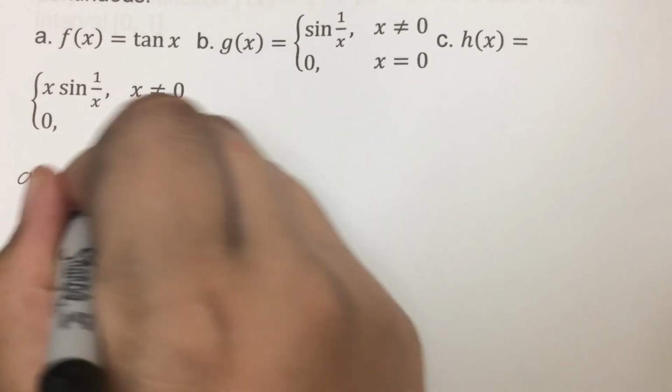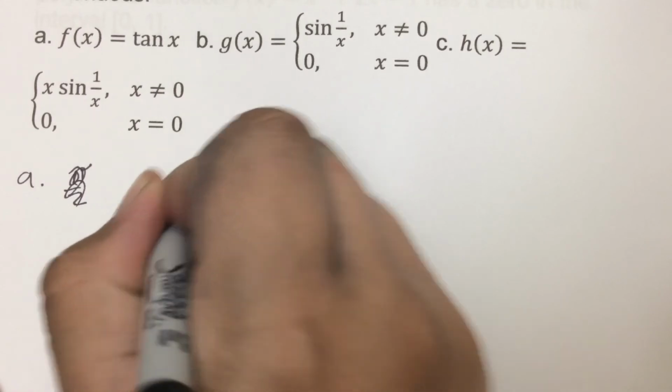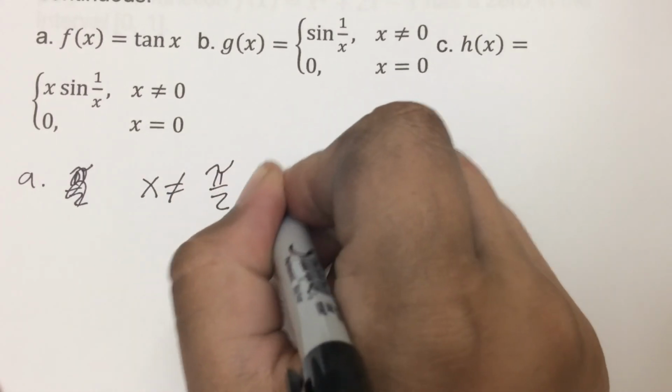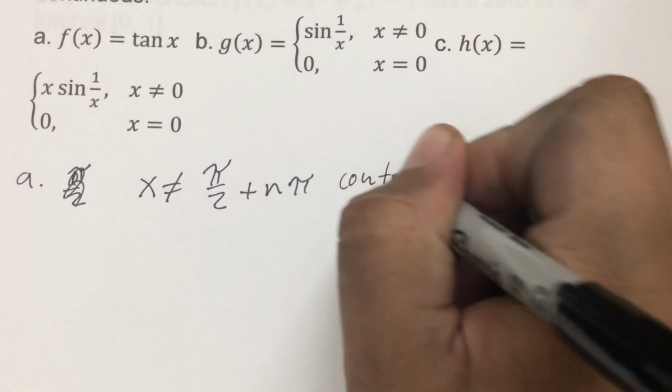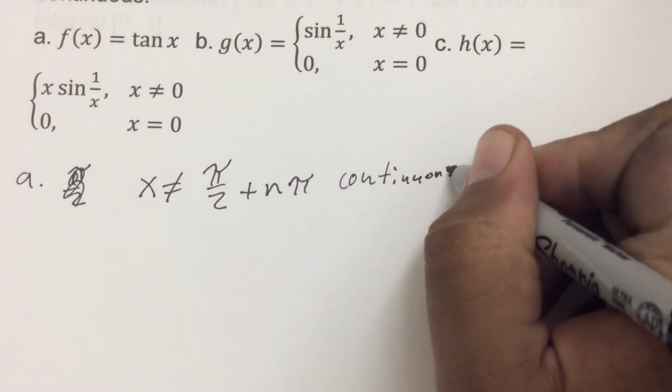except at, let's see, x cannot equal pi over 2 plus any multiple of pi from there. If you would graph this, you would get vertical asymptotes every pi apart from pi over 2. So pi over 2, 3 pi over 2, 5 pi over 2, 7 pi over 2, as well as going the other way, negative pi over 2, negative 3 pi over 2, negative 5 pi over 2, negative 7 pi over 2. So it'd be continuous everywhere else.